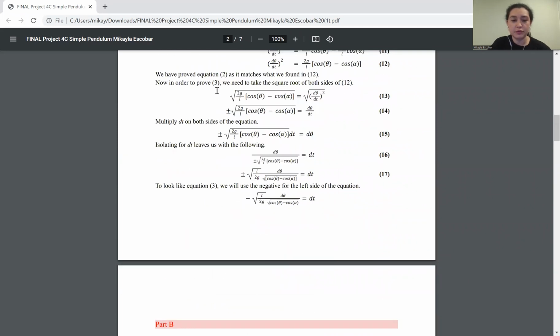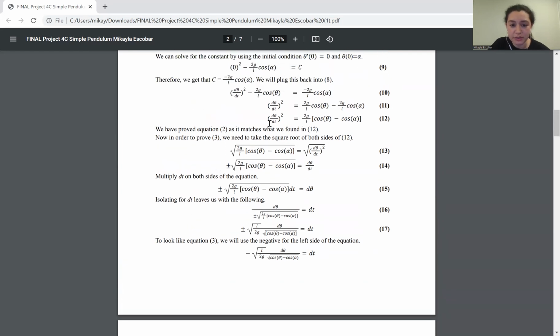Now, we also want to prove equation 3. So in order to do that, we need to take the square root of both sides of what we just found in equation 12. So we take the square root, and here you can see the d theta over dt squared was on the left side, but now I just moved it to the right side just to make all these equally spaced. So now we just flipped it over here, and we're taking the square root. We have plus or minus square root of 2g over L times cosine of theta minus cosine of alpha is equal to simply d theta over dt.